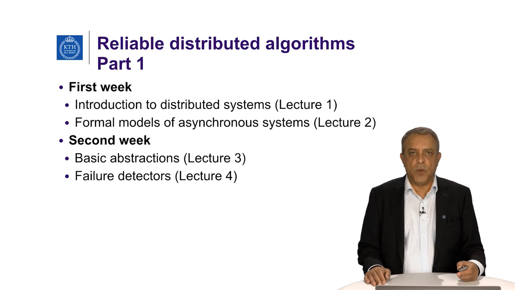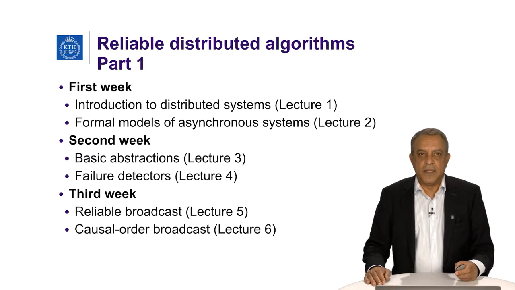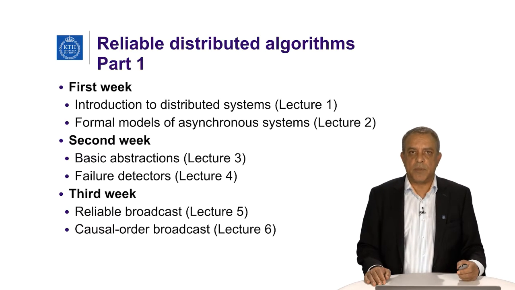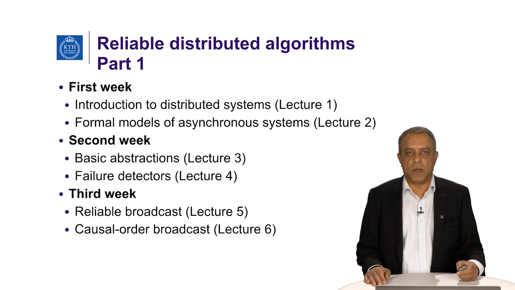Lecture 4 is devoted to failure detectors and the issue of reducibility and equivalence of various distributed abstractions or problems. In the third week, lectures 5 and 6 will cover reliable broadcast abstractions, including reliable broadcast and causal order broadcast.